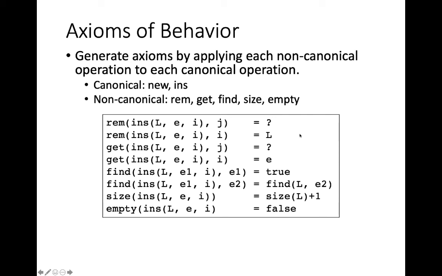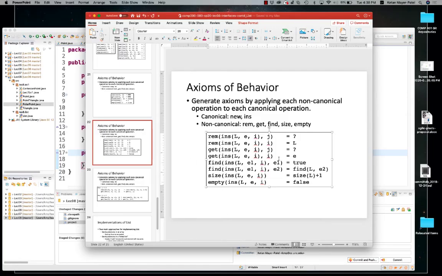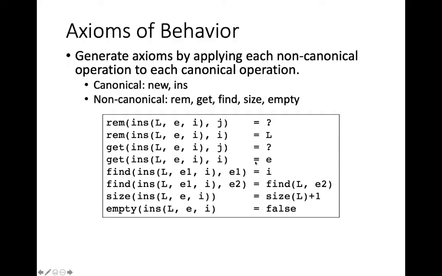If I find by element, my functional specification said that I should get back an integer. I should get back its position. And so really, what should this be? No, not false. I, right? If I'm finding the position of E1 in a list where I inserted it at I, then I should get back I, right?